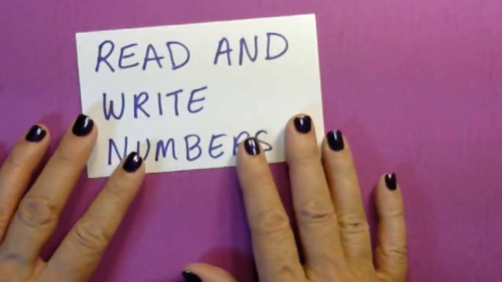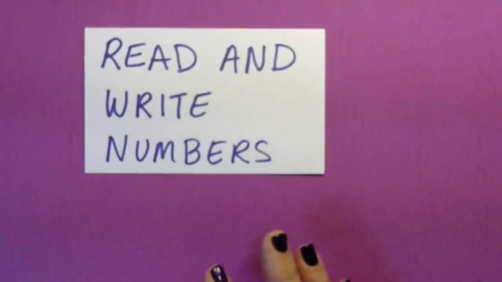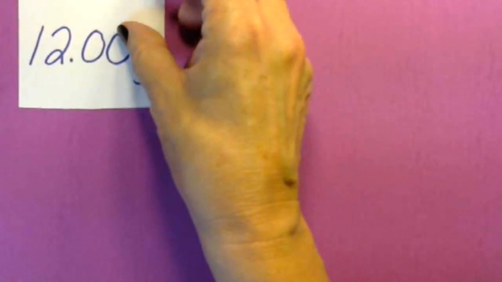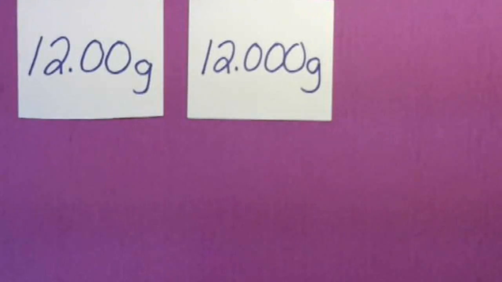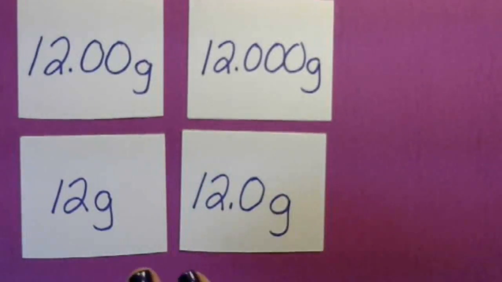Well, before we start counting significant figures, we need to know how to read and write numbers in science. That seems pretty obvious, but it's a little bit different than math, so we need to know why. In math, you often deal with numbers like 12.00 or 12.000 or 12 or 12.0, and you might say these numbers all are the same. And in math, perhaps they are, but in science they're not.